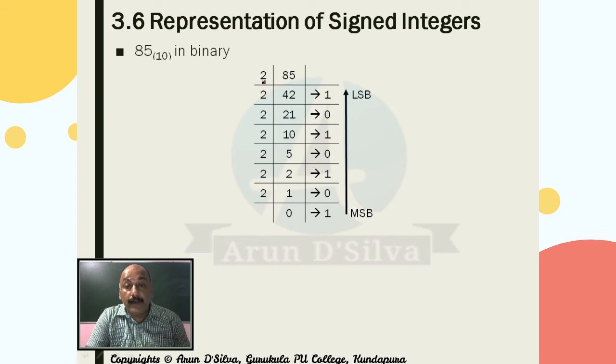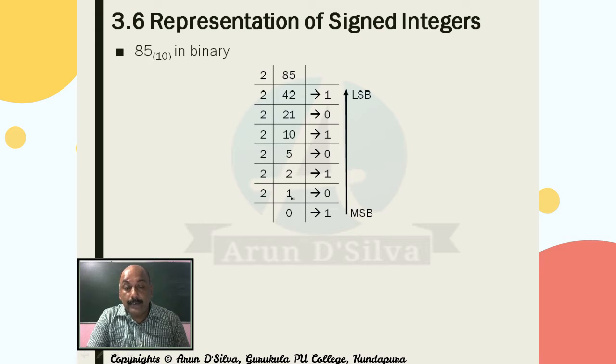When I divide 85 by 2, I get quotient 42, remainder 1. Similarly, 42 divided by 2 gives quotient 21, remainder 0. 21 divided by 2 gives quotient 10, remainder 1. Then 10 divided by 2 gives quotient 5, remainder 0. Then 5 divided by 2 gives quotient 2, remainder 1. Then 2 divided by 2 gives quotient 1, remainder 0.